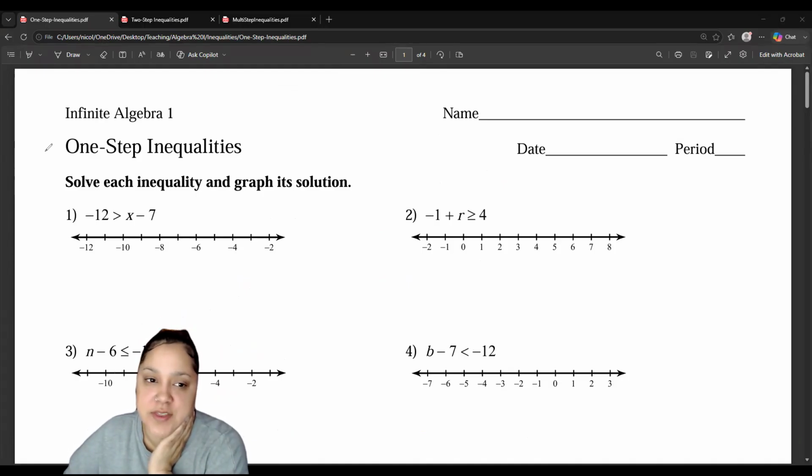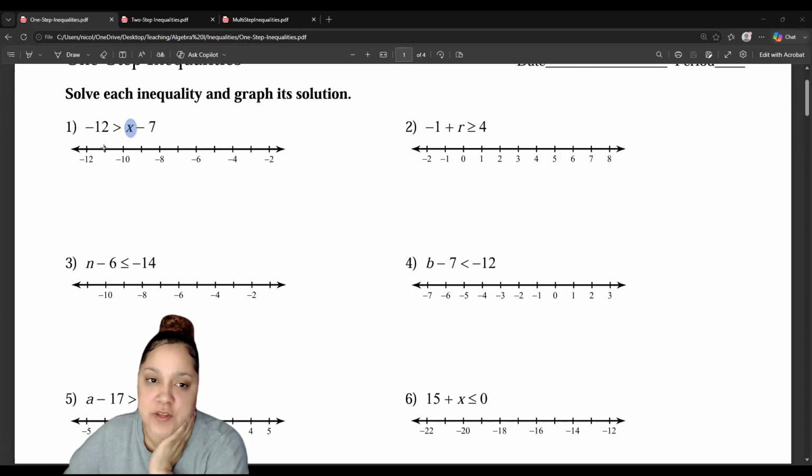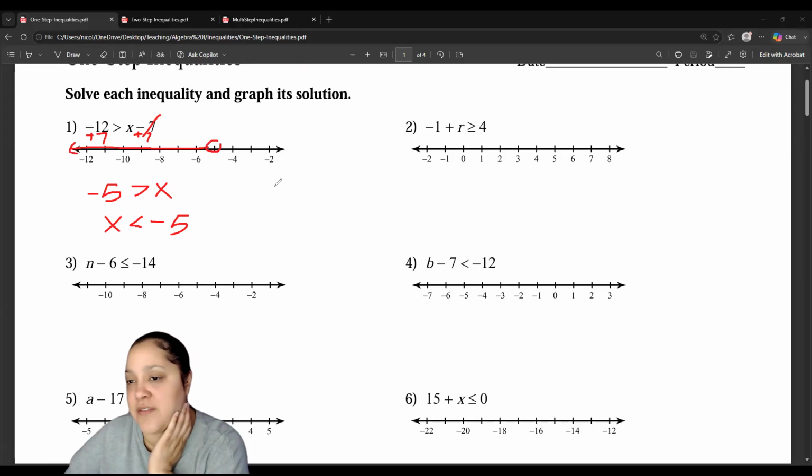Here, you want to always get the variable by itself. You have to move things around using inverse operations to get it by itself, which we learned when we were doing solving equations. So this is a -7. To move it to the other side of the equation, you want to add 7. Make sure you're careful with your integers because -12 plus 7 is -5. So you have -5 is greater than x, which is also x is less than -5. So you want to put an open circle on -5 and shade to the left. So x can be anything less than -5.